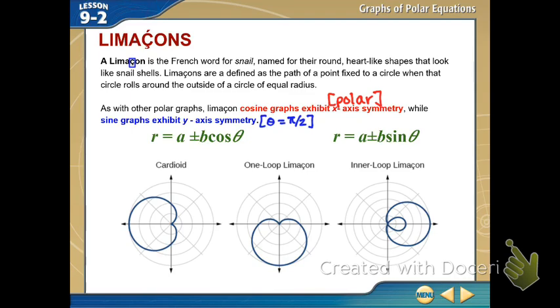So cardioid is kind of like a heart. Then you have what's called a one-loop limaçon, and then an inner loop limaçon. And these things happen when the different values of a and b are in relation to each other in different ways. So let's take a look at some of those.